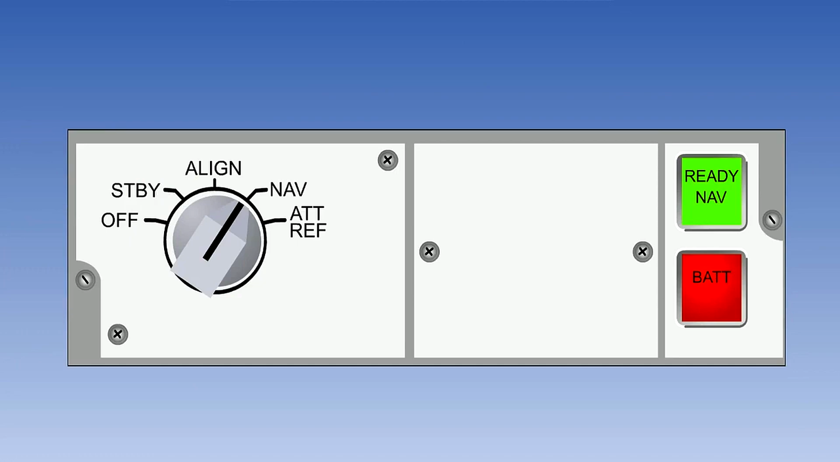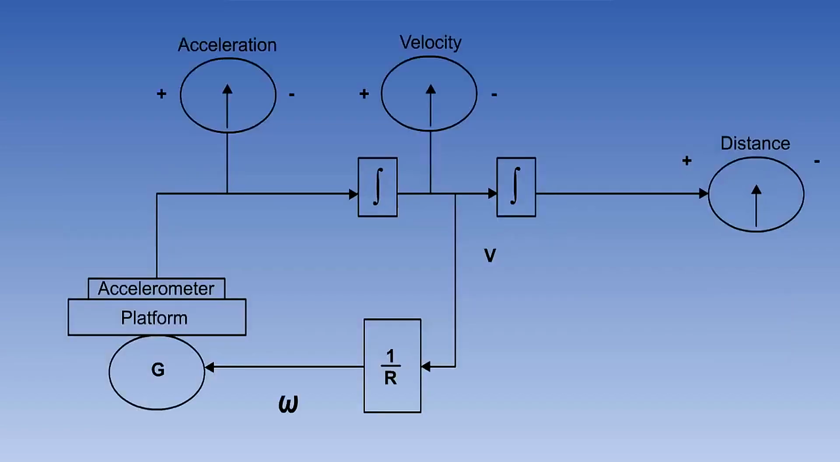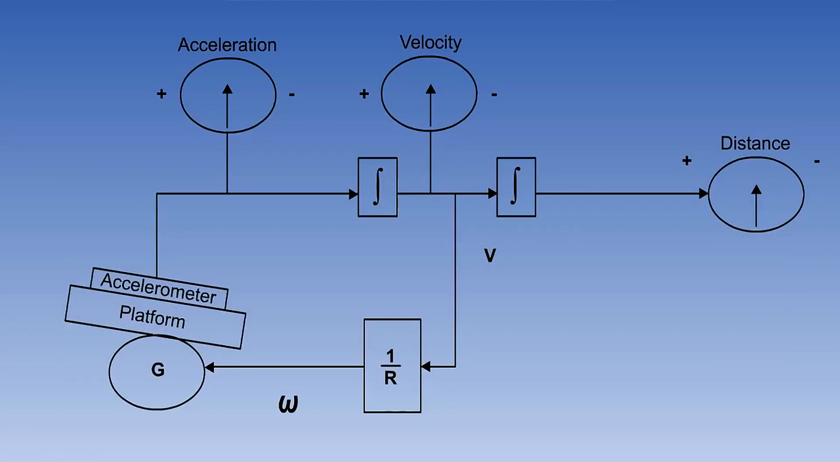Finally, there's the V over R feedback loop. And here is the gyro. So now let's see what effect is caused by an initial leveling misalignment or platform tilt. Imagine that we are on the ground. Alignment is just completed. And we switch the MSU to navigate mode.